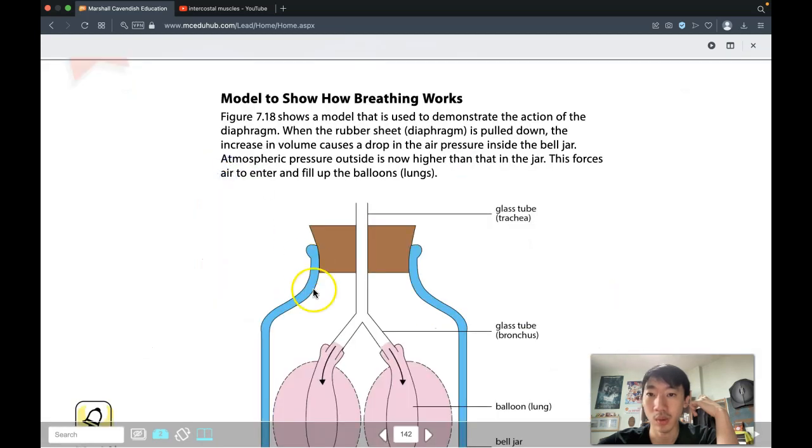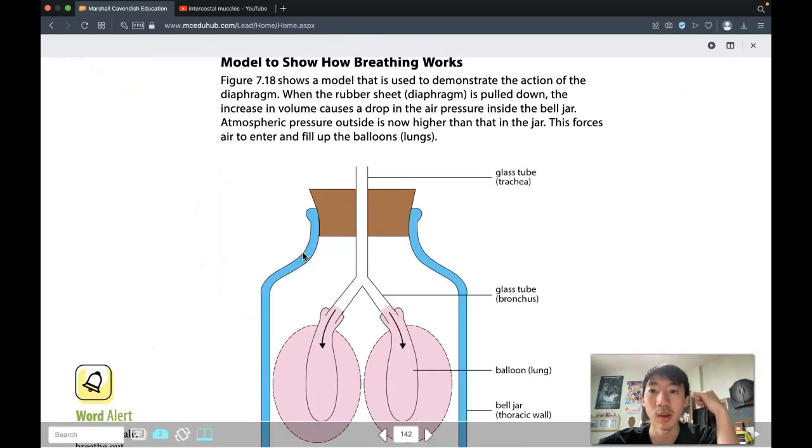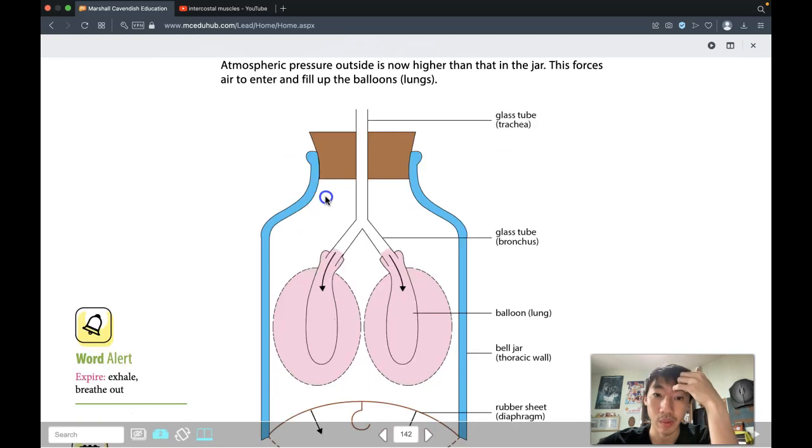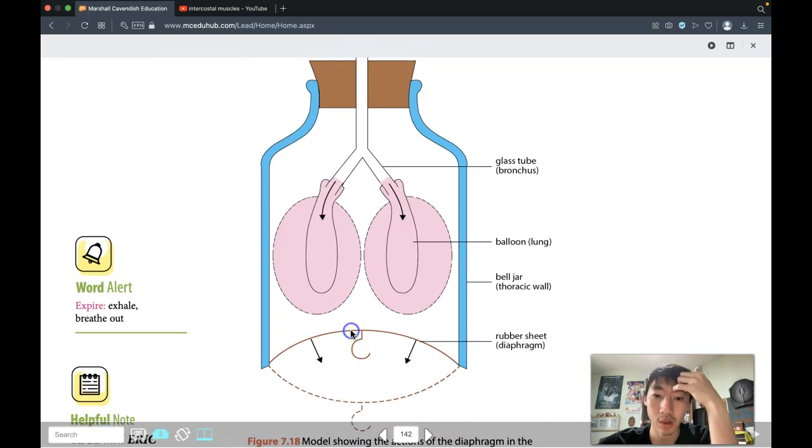Okay, so here we can see a model of a diaphragm. So what we see is that there's this rubber sheet. Of course, this model doesn't include the external and internal intercostal muscles, so it's just only half of it.